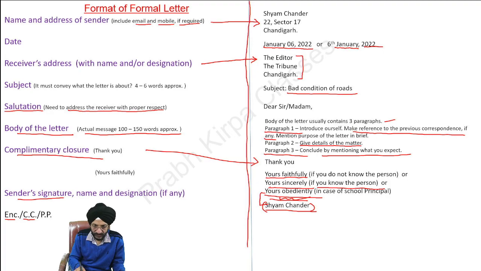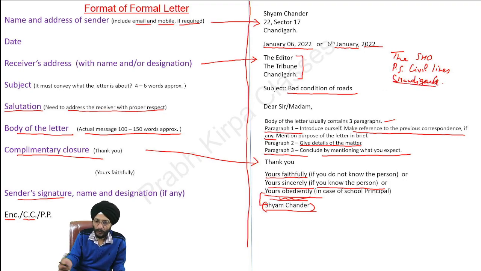Suppose you have written this letter to the SHO, police station, civil lines, Chandigarh. You have reported the matter about theft of the motorcycle. If you want to send a copy of the same to the commissioner of police, you will add CC here. You will write CC to the commissioner of police.